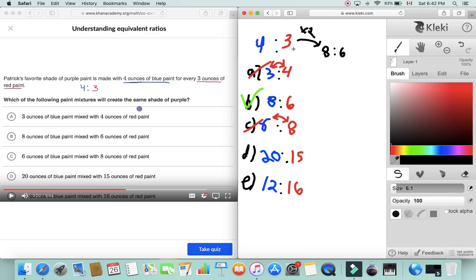Well, what do you think I have to multiply to get to 20 to 15? Okay, come on. Yell it out. Yeah, it's obviously 5 because 4 times 5 is 20. 3 times 5 is 15. So that works. Ka-ching. How about the last one, 12 to 16?